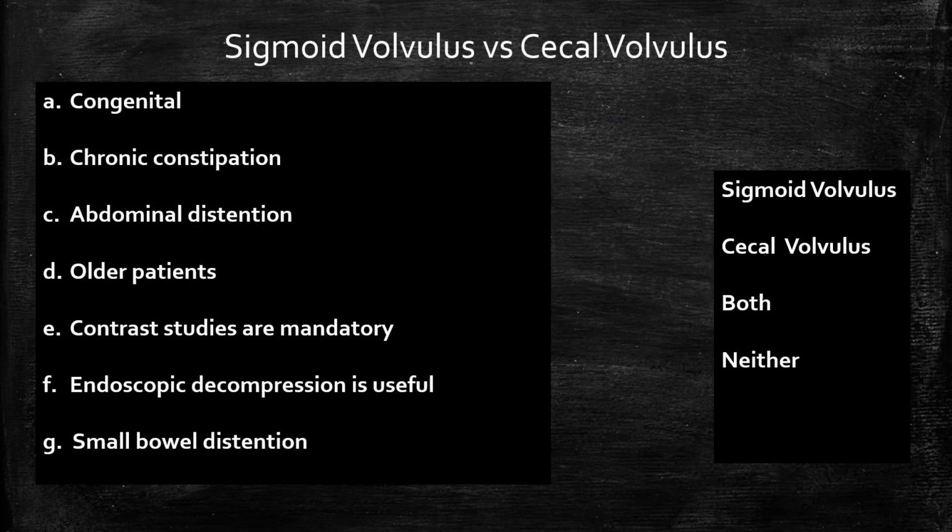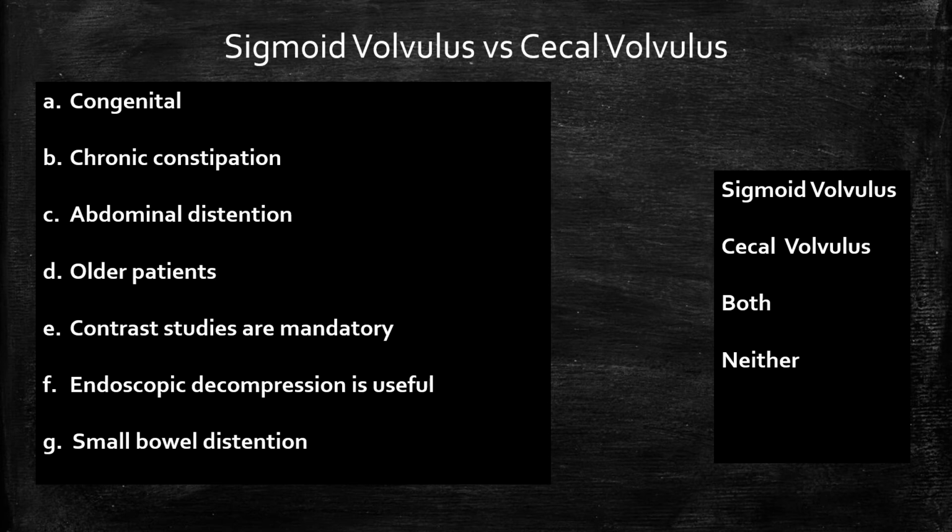Okay, well, let's sum up the topic of colonic volvulus by looking at some of the similarities between a sigmoid volvulus and a cecal volvulus. The first is which one of these is a congenital problem, and that's clearly the cecal volvulus. It's a failure of fixation. A sigmoid volvulus is an acquired problem. In fact, a sigmoid volvulus is associated with chronic constipation.